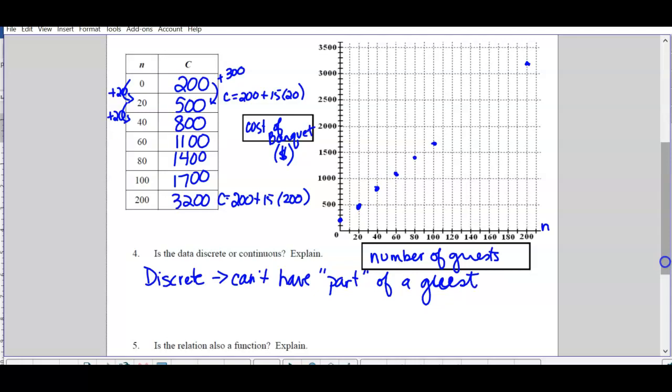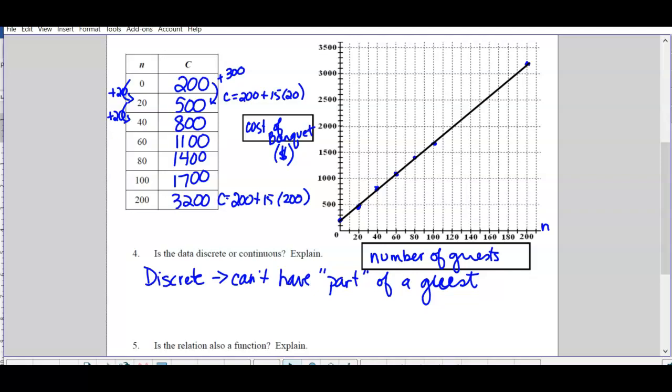Now, in this case, there are values in between though. Like you can have 10 guests. So 10 would be 350. So we can actually join these up. So if I were to join this, start here. Oops, I'm a little bit off. I'll move it in a sec. Like that.